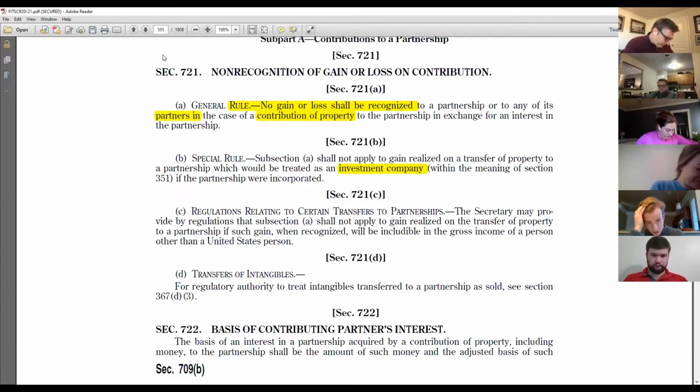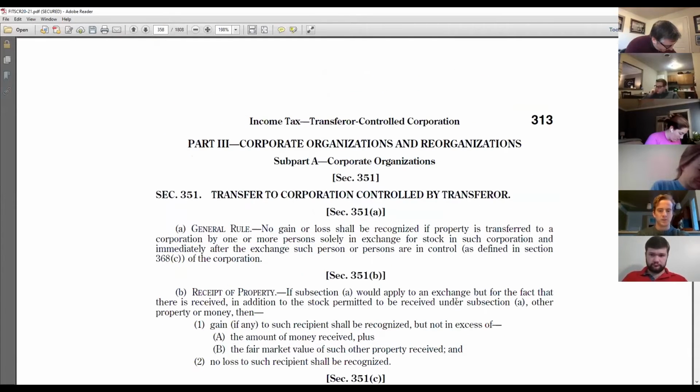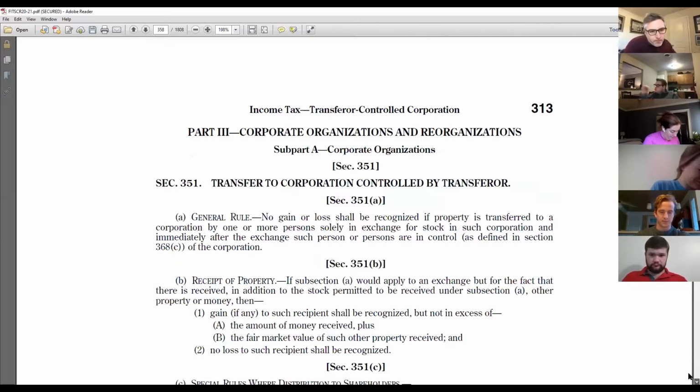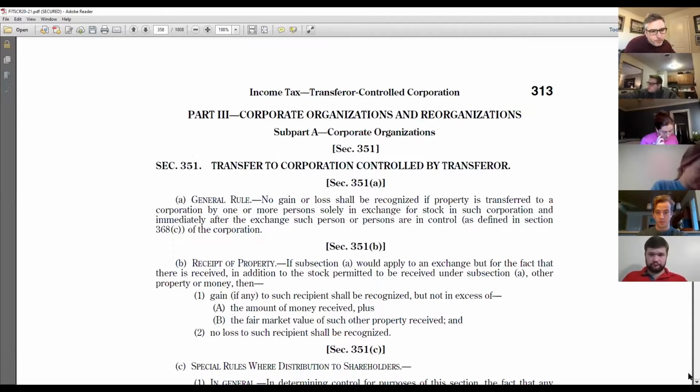So let's turn just quickly to section 351 of the code. We see a similar rule. This is in subchapter C, dealing with corporations. And I know a few of you are in my corporate tax class, so we'll be talking about 351 in a lot of depth later this afternoon.